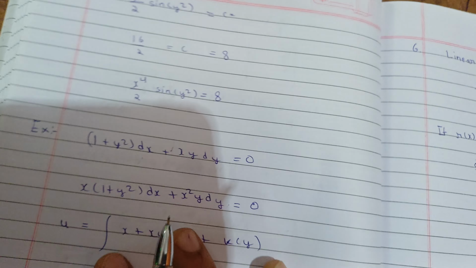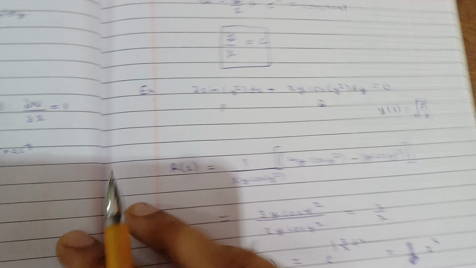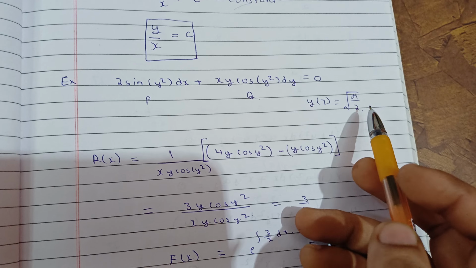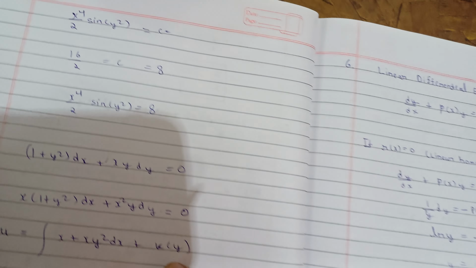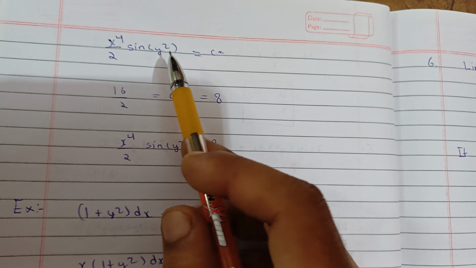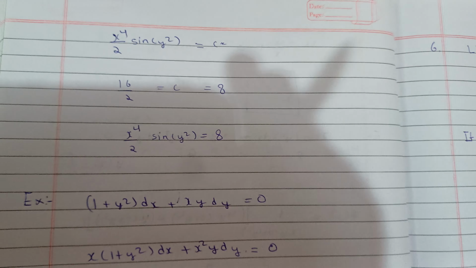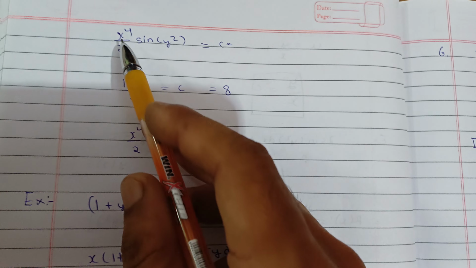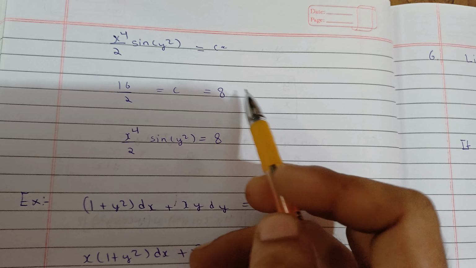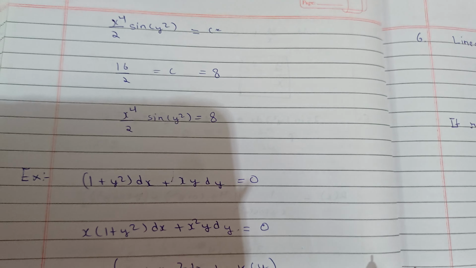Now using the initial condition, what was the initial condition? At x equal to 2, y equals root pi by 2. So substitute that pi by 2, this will give you sine will be 1, and x equal to 2, this will give you 16 by 2, so c will be 8. So this will be your solution.